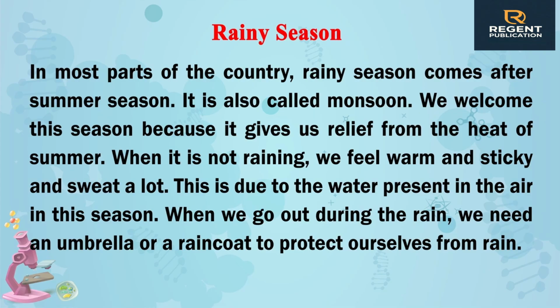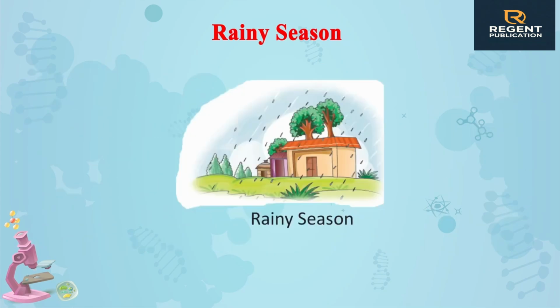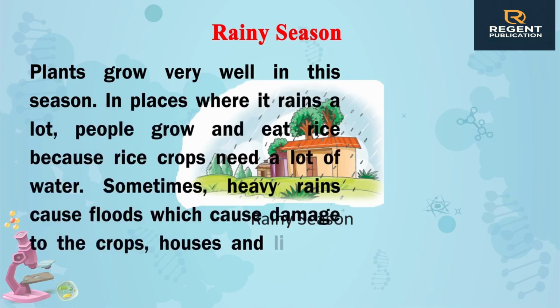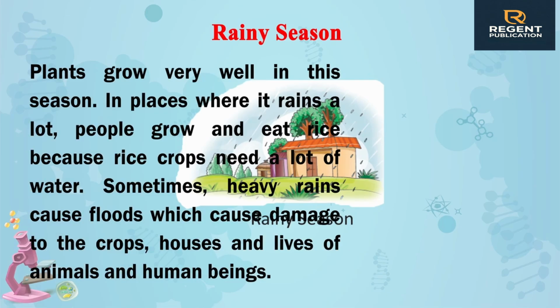When we go out during the rain, we need an umbrella or a raincoat to protect ourselves from rain. Plants grow very well in this season. In places where it rains a lot, people grow and eat rice because rice crops need a lot of water. Sometimes heavy rains cause floods which cause damage to the crops, houses and lives of animals and human beings.